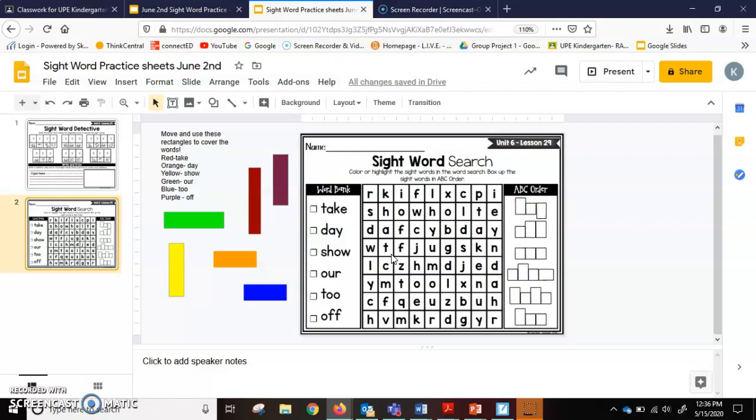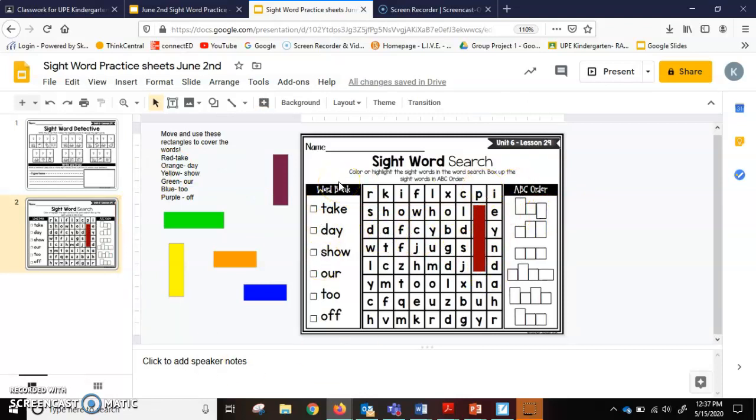This is a word search. What you're going to do is you're going to find your sight words. So I would find the word take. I'm going to look around till I can find it on my board. And once I find it, I'm going to use the rectangles over here to cover it up. So you can use the key here to tell you which color is for which word. So I need to use the red rectangle for the word take. So if I'm looking for the word take, here's the red rectangle. Let's find the word take on our board. T-A-K-E, there it is. So I'm going to drag over my red rectangle and put it over the word take. So you can do that for all of the words on here.